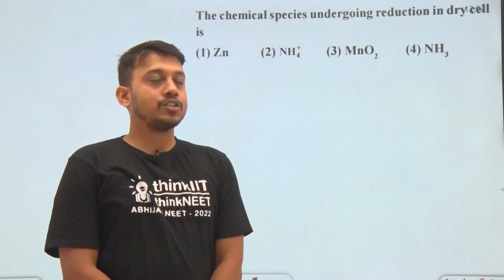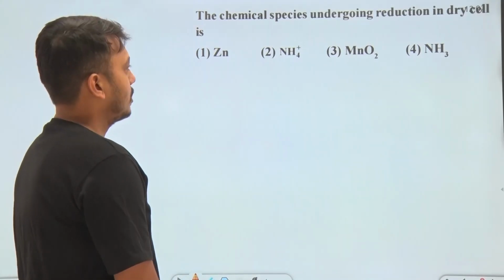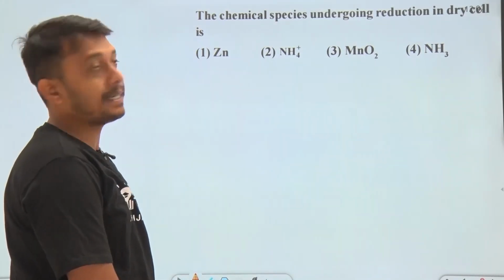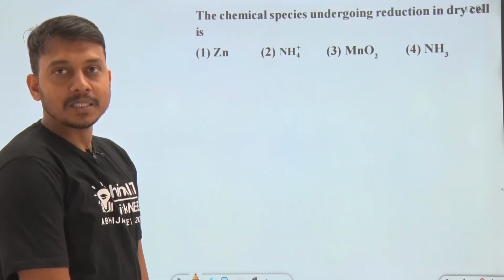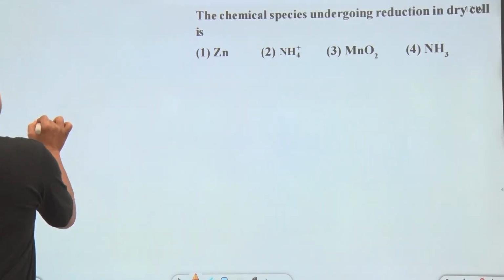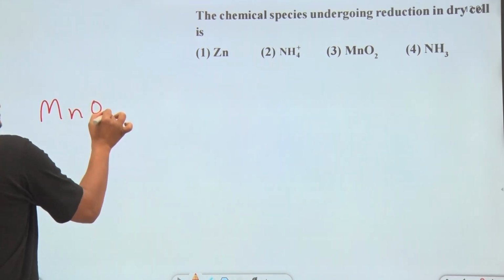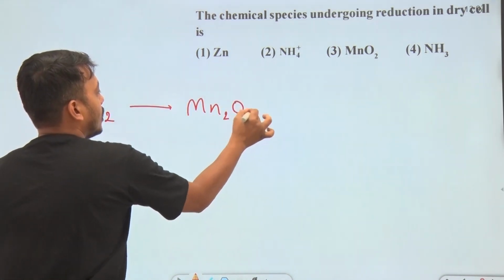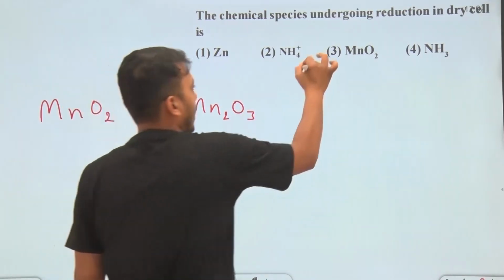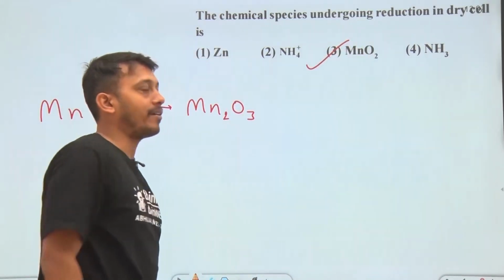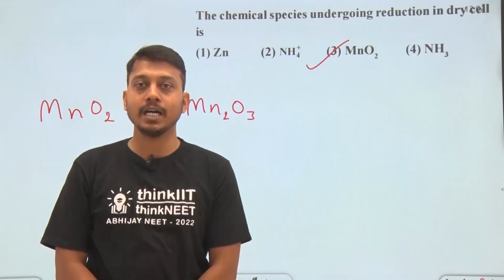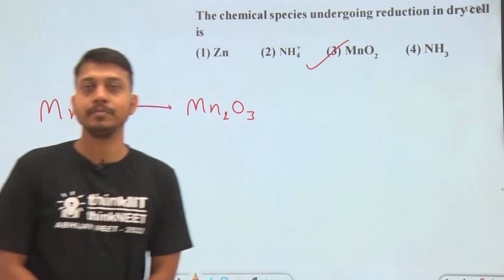So students, the next question is from electrochemistry, and the question is: the chemical species undergoing reduction in dry cell is. So basically in the dry cell the MnO2 is reduced. So basically in the dry cell the MnO2 is undergoing the reduction. So this is a memory based question. Option number 3 is the correct choice.